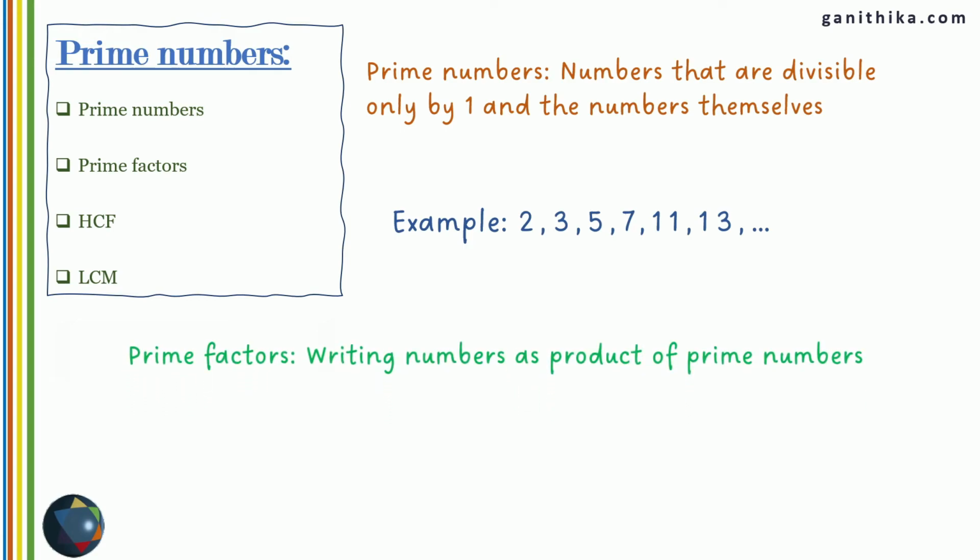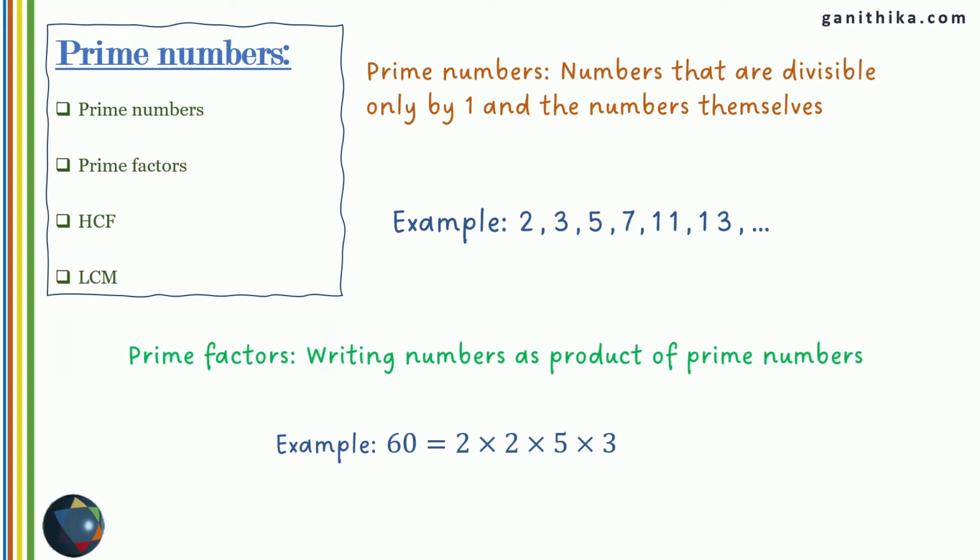Next is prime factors. What is prime factors or prime factorization? Writing numbers as a product of prime numbers. For example, you can write 60 as 2 times 2 times 5 times 3. So writing 60 as a product of prime numbers is called prime factorization, and these numbers are called prime factors of 60.